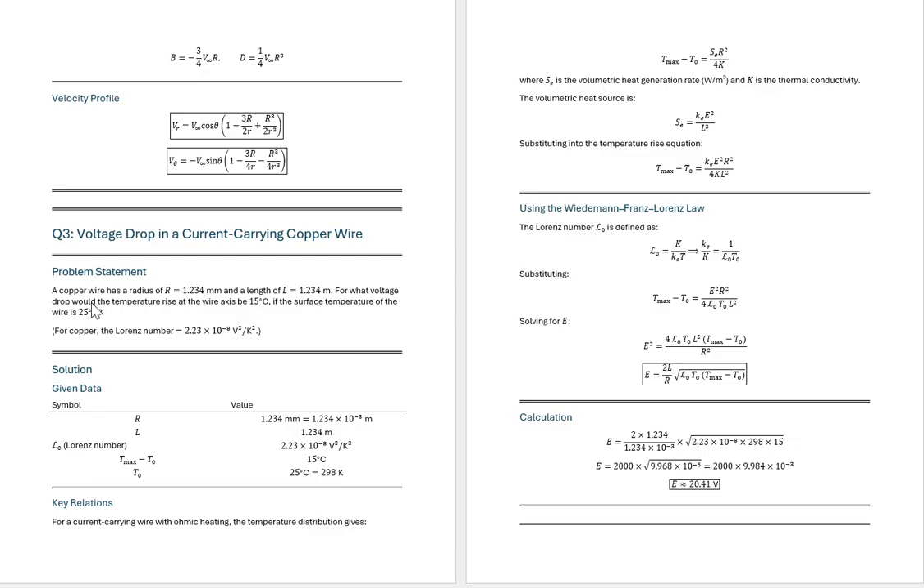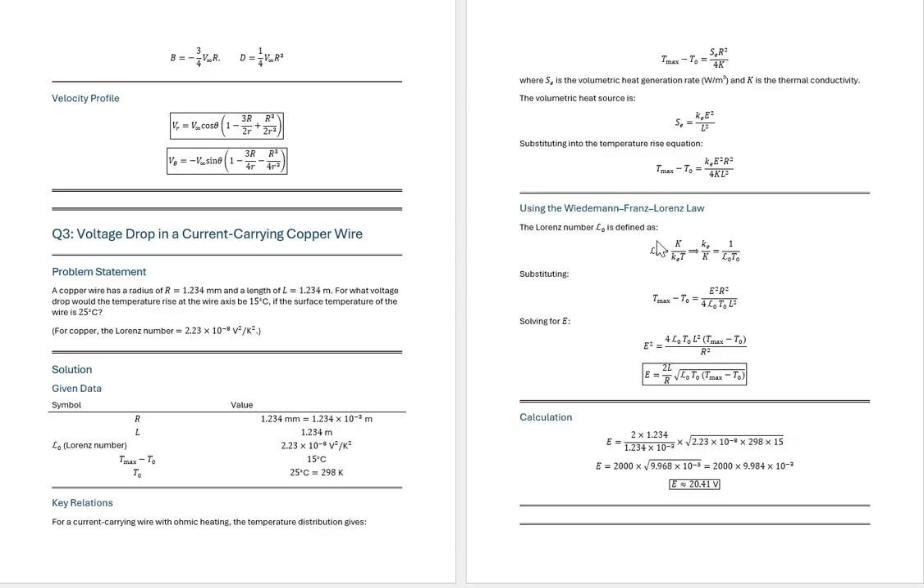Question number 3. The problem states that a copper wire has a radius of 1.234 mm and a length of 1.234 meter. For what voltage drop would the temperature rise at the wire axis be 15 degrees Celsius if the surface temperature of the wire is 25 degrees Celsius? The Lorentz number for copper is given. On applying an energy balance for the copper wire and solving for the temperature distribution, we get this equation: T max minus T naught equals S_e R square by 4K, where S_e is given to be this, and after substituting here we get this.